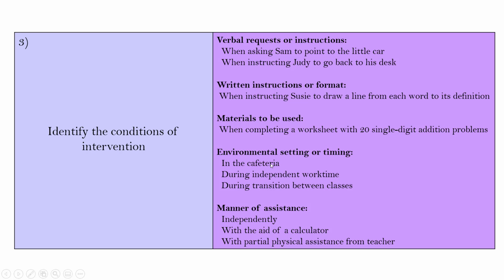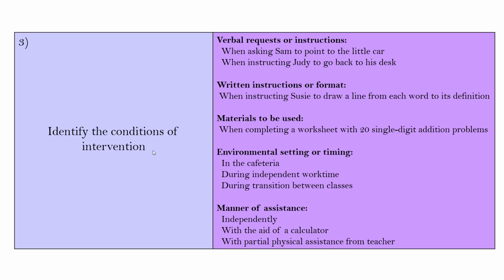Environmental stimuli. In the cafeteria, John will, whatever it is. During independent work time, Allison will. During transition between classes. And then also the manner of assistance is also in the condition. Is the person doing this independently, with the aid of a calculator, with partial physical assistance from the teacher? So these are what we call those antecedents when we talk about the ABCs of the behavior.